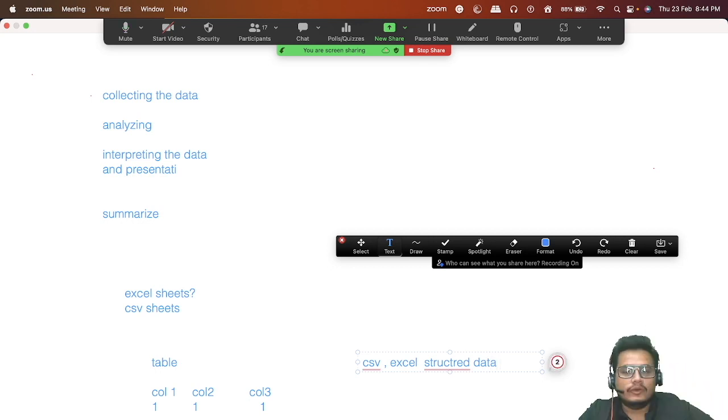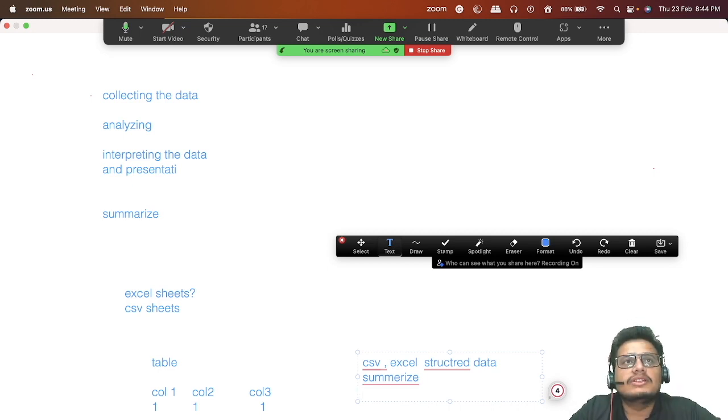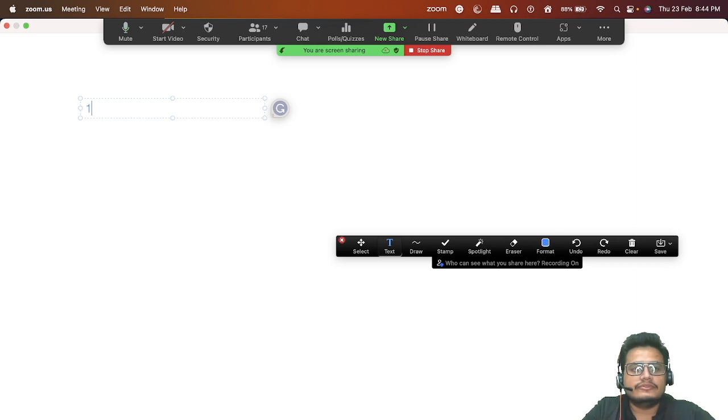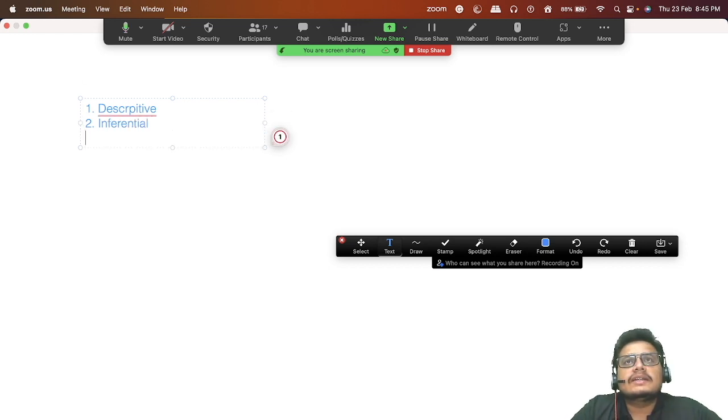Okay, structured data. We can summarize this data, right? We can summarize it now. We can do some analysis on the data, and we can draw some conclusions from this data, right? So this is our statistics. Now statistics is of two types. First is descriptive, and second is inferential. Now what is descriptive statistics?